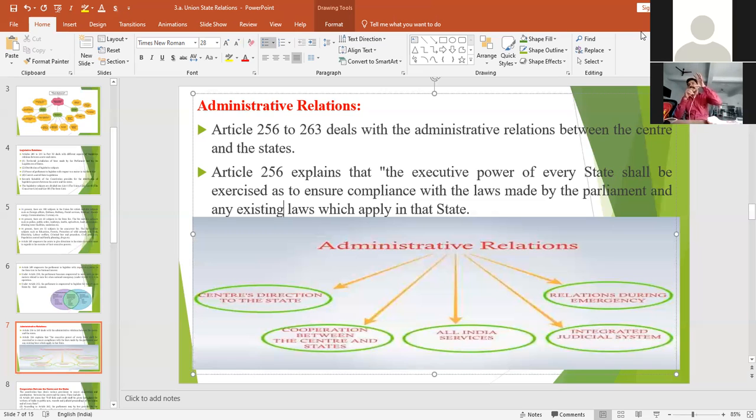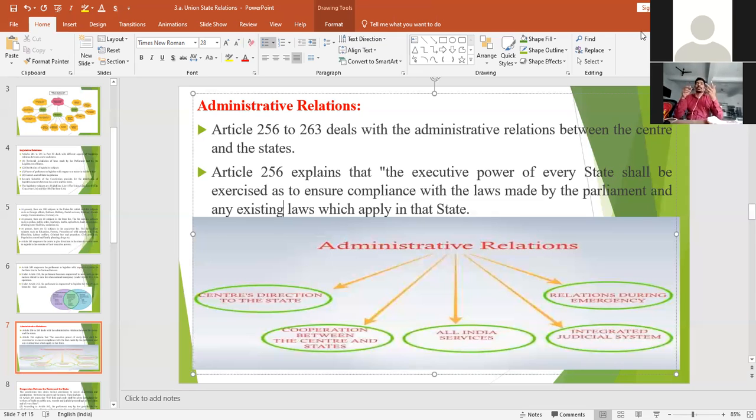It means if the central government is making any law, it should be relevant to the existing state laws. And if the state is preparing any kind of law that is against the constitution, the central government may suggest that the state government rectify the law. Like this, the central government is giving directions to the state governments.